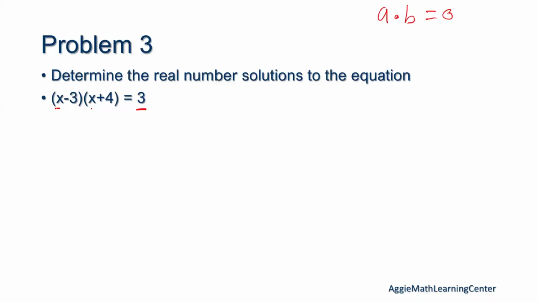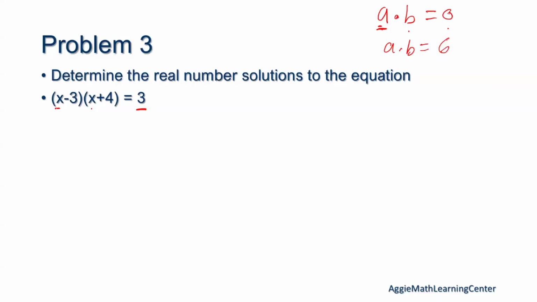If a times b equals 0, either a can be 0, and I'll make it true, or b can be 0. But if we have a times b equals 6, a could be 1, b could be 6, a could be 2, b could be 3. So we can only set each piece individually to 0 if this equals 0. We can't set it individually to a different number.